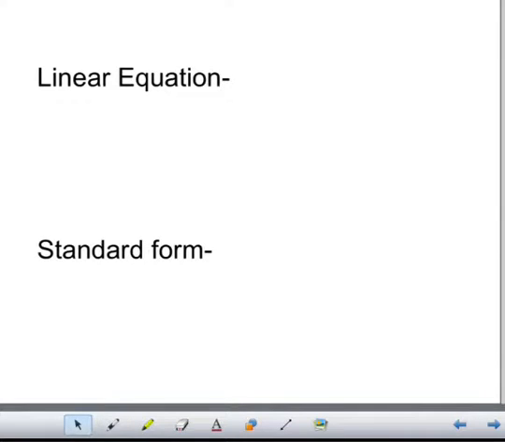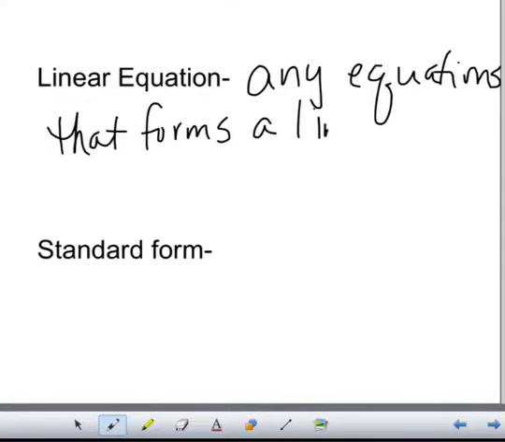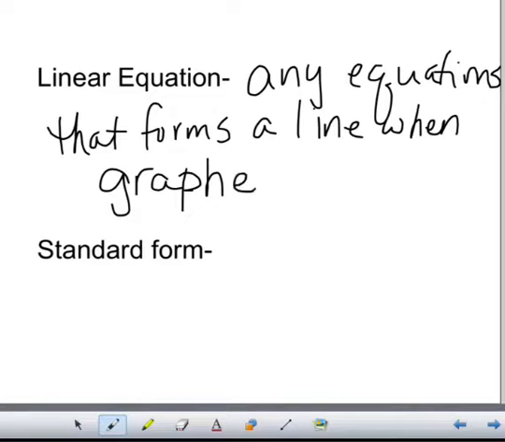The first is a linear equation, and basically that's just any equation that forms a line when you graph it. All right, so a linear equation is just any equation that forms a line when it is graphed. When you graph it on the coordinate plane, it's going to be a straight line.